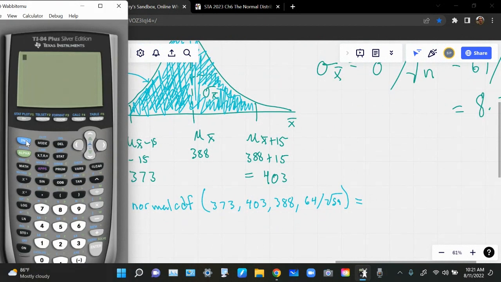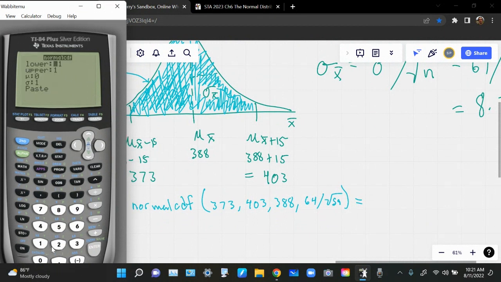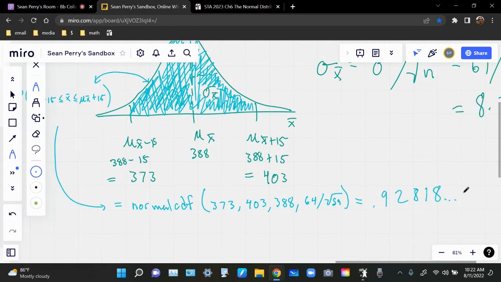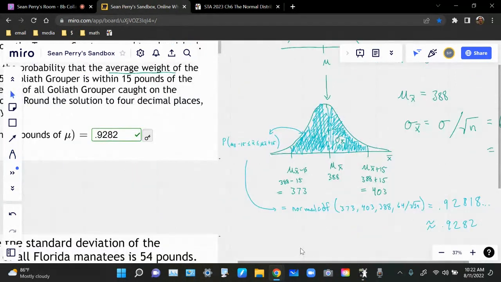Again, just to get a visual of what that's going to look like, we're going to do second vars to get to distributions. We're going down to normal CDF. We give a lower bound of 373, an upper bound of 403, and a mean of 388. And this is going to be our standard deviation of the sampling distribution. So we want 64 divided by the square root of the sample size, which is 59. If we didn't put that in there, this would just be the probability of an individual grouper being between these two values. There we go. So this is 0.92818 and so on, which we round to 0.9282.